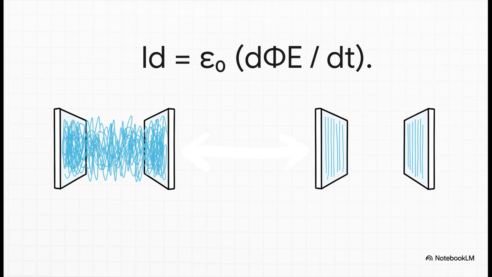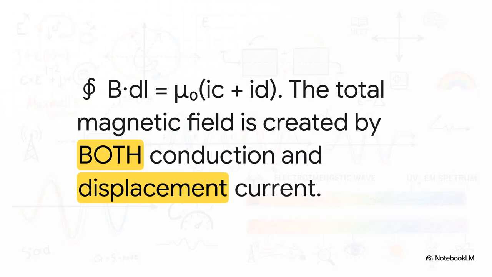Now, don't let the term scare you. Just think of electric flux as the amount of electric field passing through a surface. So a rapidly changing electric field means a big displacement current. A constant electric field, no displacement current at all. This was the key. With this new piece, Maxwell fixed the law. He just added his new term right into Ampere's law. So now the magnetic field is created by the sum of both the regular conduction current and the displacement current.